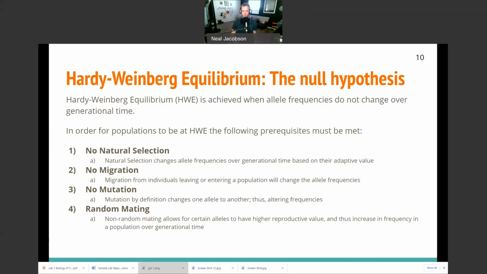So random mating is no selection for mates. And then finally, Hardy-Weinberg, this null hypothesis, also assumes that there's an infinite gene pool, an infinite size population.